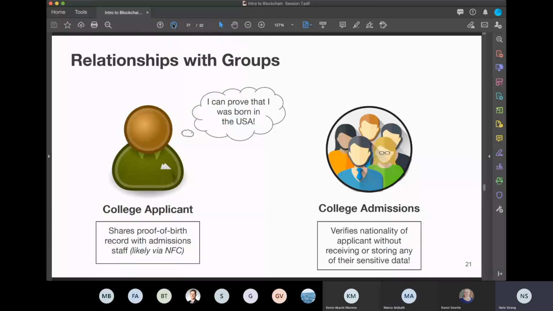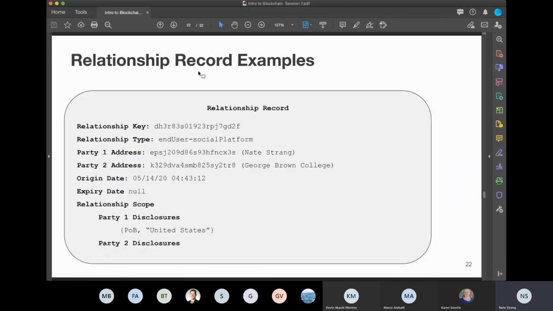With Kevlar, though, I can share a proof of birth record with the admissions staff, and they can verify my nationality without storing that sensitive data. This is a big security bonus and cost savings for college admission staffs. And what would that record look like? Maybe I was applying to George Brown. Here's my party two. And all I'm disclosing is my place of birth. It's another basic disclosure relationship example.